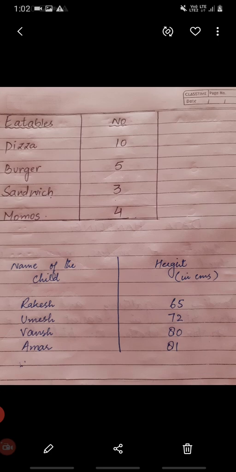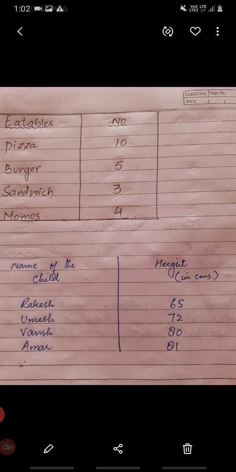For example, you are having a birthday party at your home and you want to offer some eatables to your friends like pizza, burger, sandwich and momos. And you want to know how many of your friends want pizza, how many of them want burger, how many of them want sandwich, and how many of them want momos. So you are collecting the data about the eatables that you are going to offer in your birthday party in the form of numbers. When we collect the data and represent the data in the form of numbers, we call it data handling.